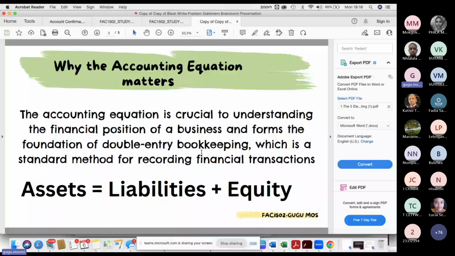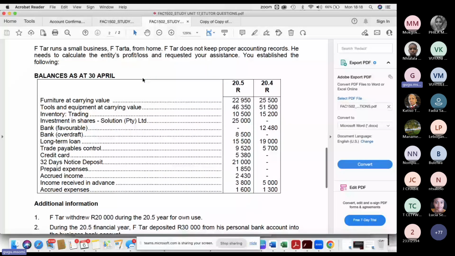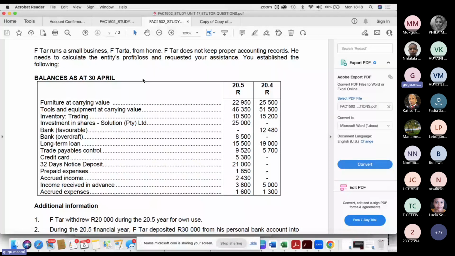Then you'd go through each line item and try to plot it. You can put a little A for assets, L for liability. So furniture at carrying value would be an asset because these are things that we use for economic value. We don't owe anything for this. And then tools as well. These are the tools that he uses for his business, so it's an asset to the business. He's got inventory. This is the stock that he has in his business that he's selling, so it is an asset.